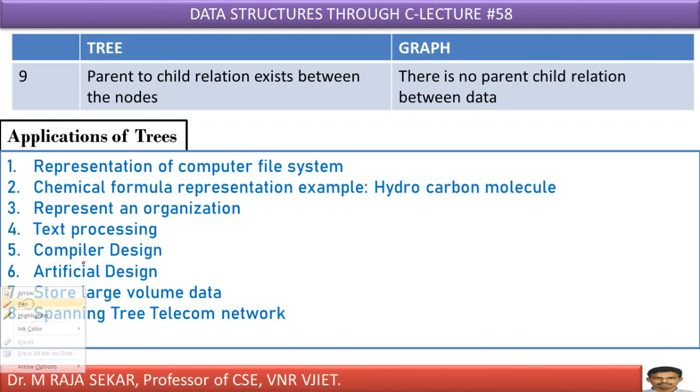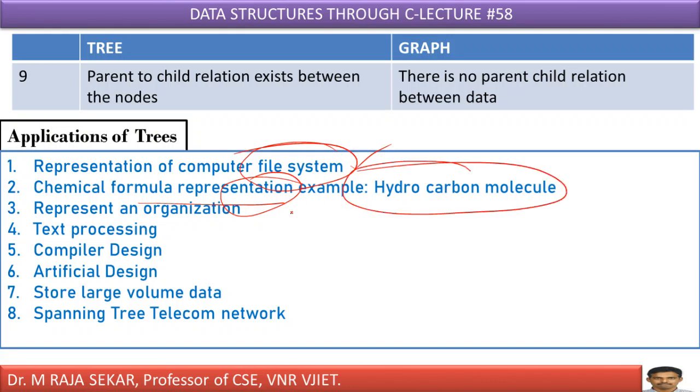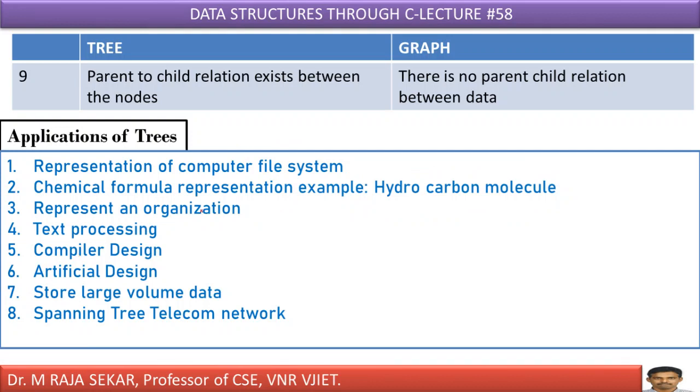Applications of trees. What is the use of trees? Trees are useful for representing file system in computer, Linux operating system, Unix operating system. You might have learned file system, root child like that. Chemical formula representation, a hydrocarbon molecule. If you want to represent hydrocarbon molecule, you can make use of trees. If there is an organization, that organization hierarchy can be represented using trees.